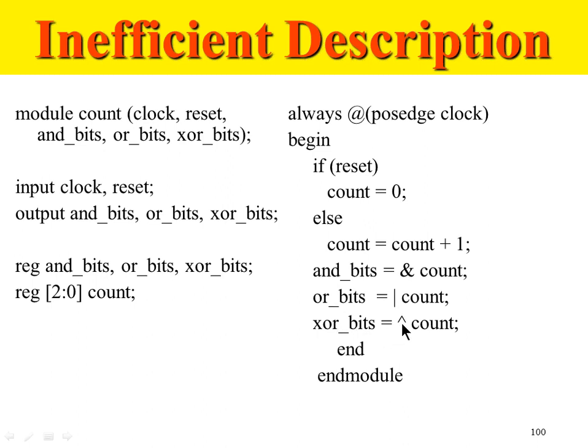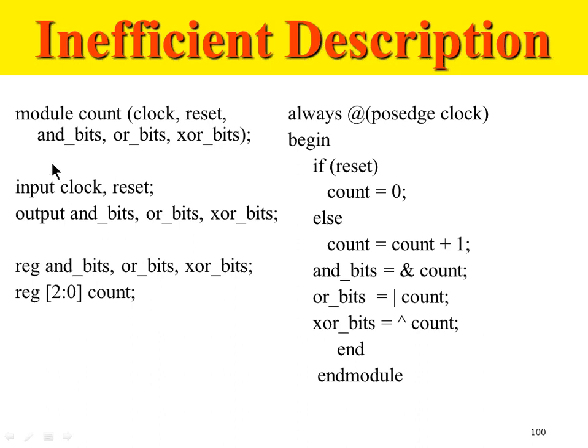XOR bits is equal to logical XORing. This caret sign is the XOR sign. Unary reduction XOR operator in count. Count bit number 2 will be XORed with bit number 1 of count. The result will be again XORed with bit number 0 of the count register, which will then generate a single-bit result, which will then get assigned to XOR bits. End the always block, end module.